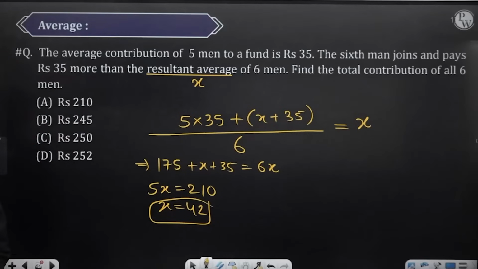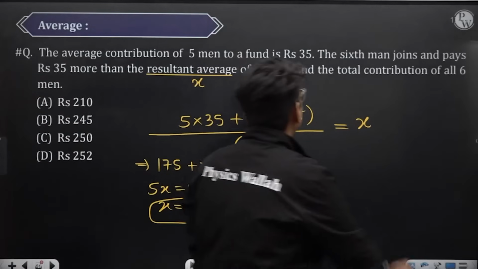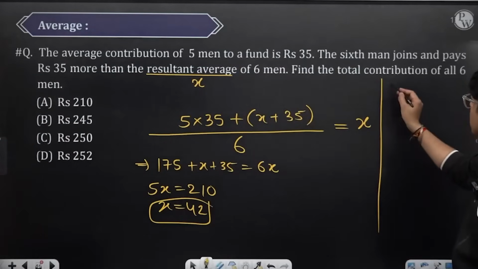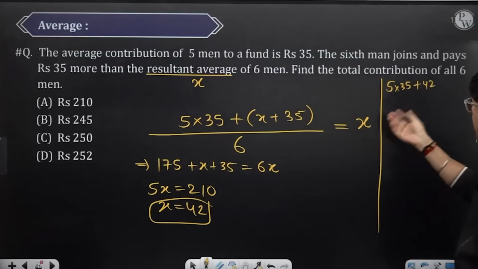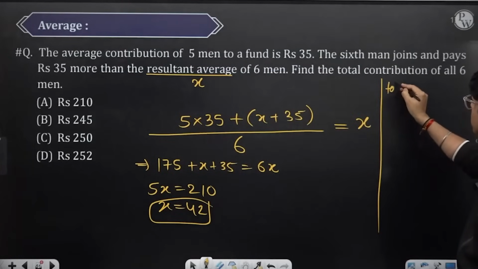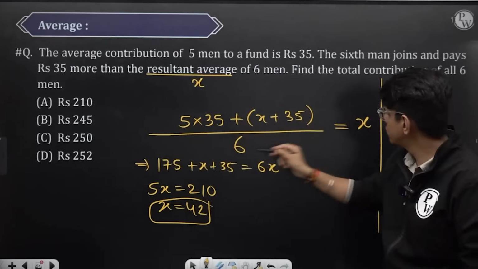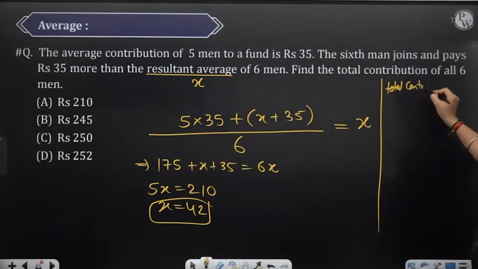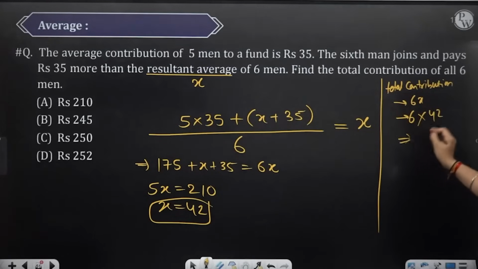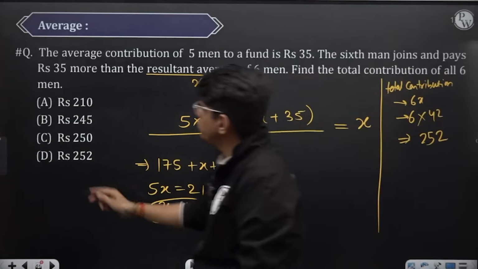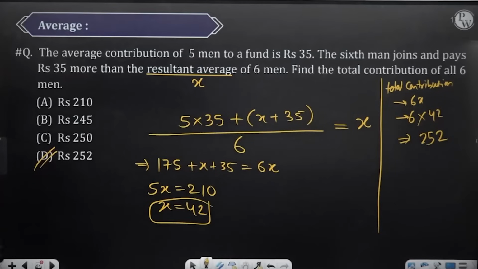So X equals 42. Now X equals 42. That means the total contribution was 5 into 35 plus 42, or I can directly write 6 into X, total contribution. This value is equal to 6X. So this will be 6 into 42. 6 2s are 12, 2, 1 carry over, 252. Okay, so total contribution by all the 6 men was 252. So you can expect such questions.